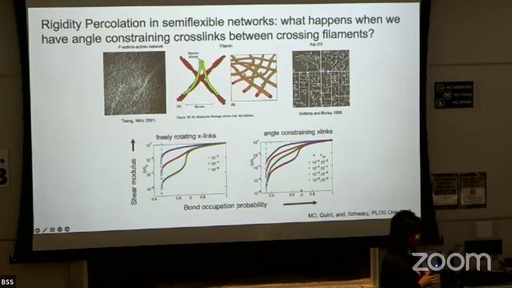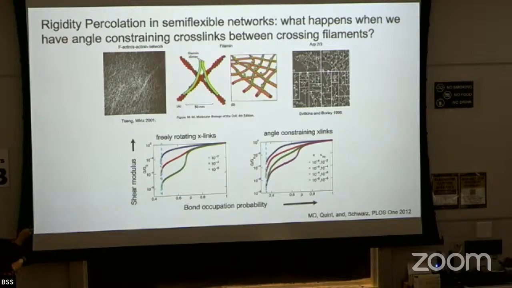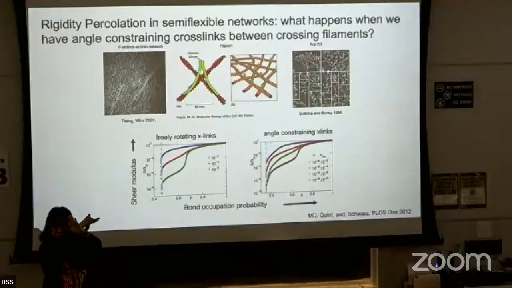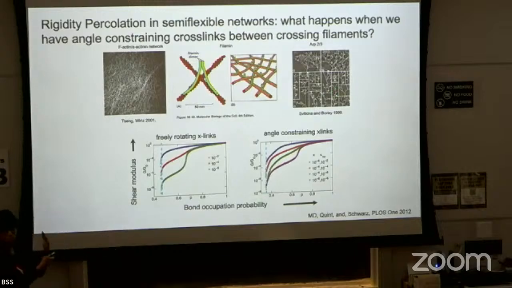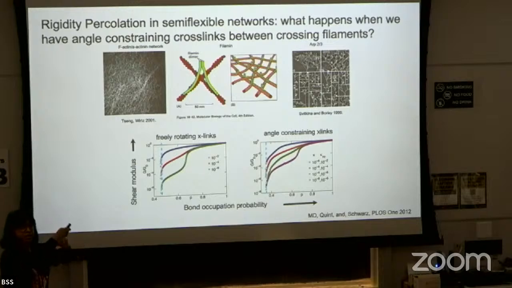I'm only going to show you the result inside the paper we wrote. So this is if we just had freely rotating crosslinks, which is for something like alpha-actinin. But if we also have angle-constraining crosslinks, in addition to everything else that we had, which will constrain these angles, then what happens is you have more constraints. So you can obtain rigidity with a smaller amount of filaments, right? Which means that the rigidity percolation threshold is shifting to smaller values of p, right? So even at lower p's, you can reach rigidity, because now you have these additional constraints that came in from these angular constraints, right?